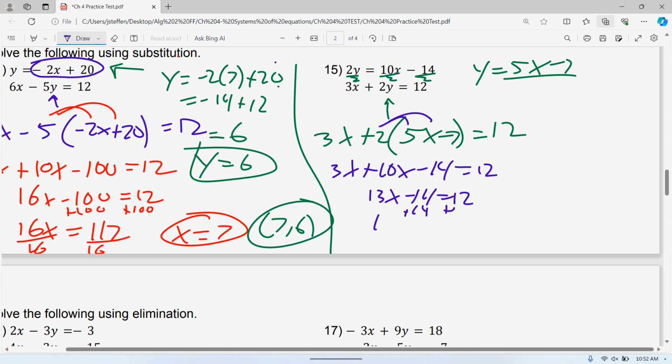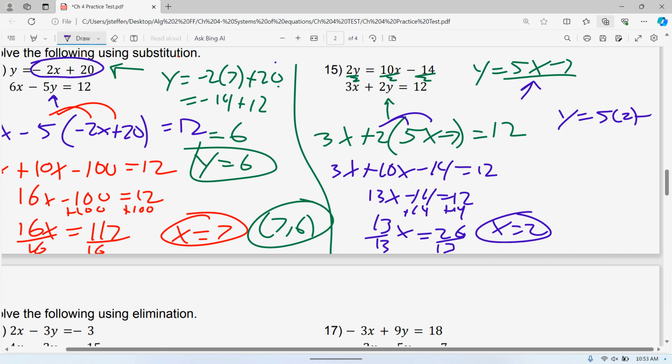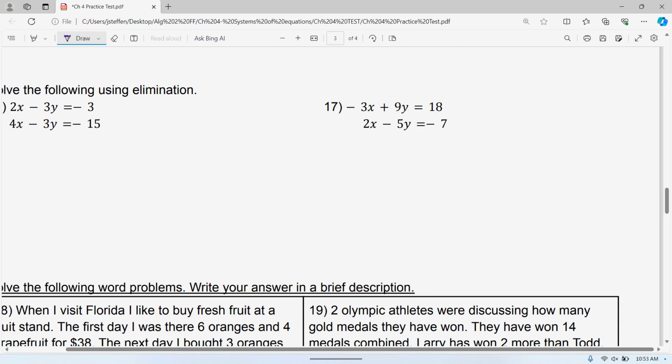Add 14 to both sides. 13x is equal to 26. So x is equal to 2. Once you have that, plug it back in. Y is equal to 5 times 2 minus 7. That is 10 minus 7, which is 3. Okay, moving on then.